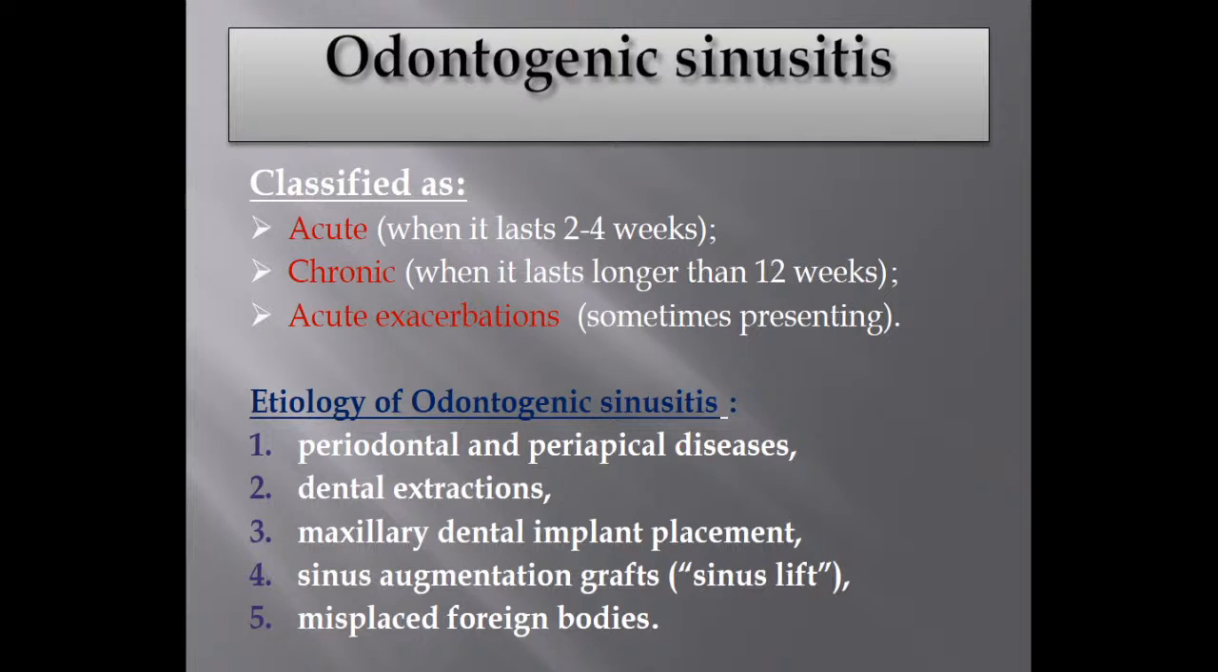Etiology: usually it's periodontal and periapical diseases of the teeth of the upper jaw, or maxilla, dental extractions, maxillary dental implant placement, sinus augmentation grafts or sinus lift, for example, for putting an artificial tooth, and misplaced foreign bodies. For example, during the extraction of a tooth, we can break the root or part of the tooth, and this root can be misplaced inside the maxillary sinus.